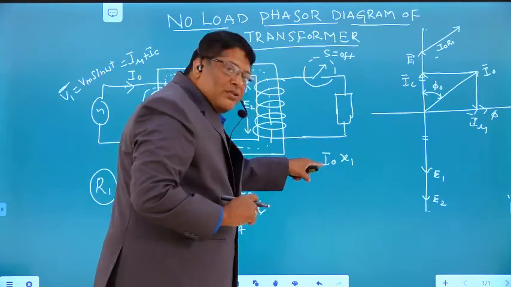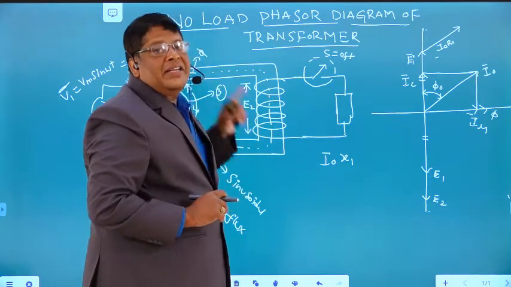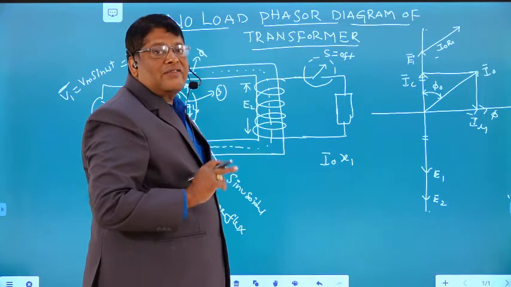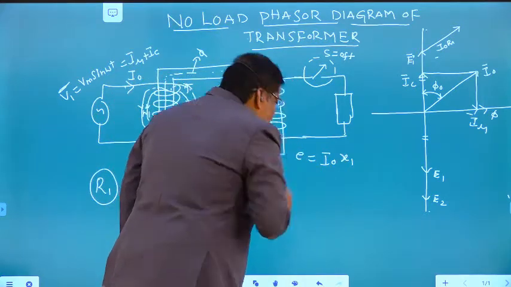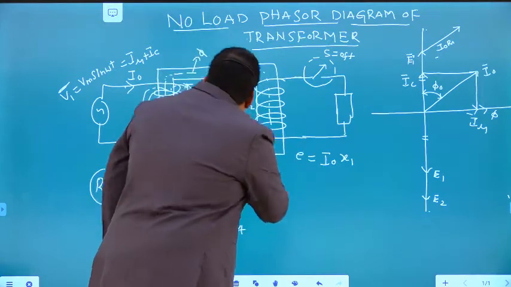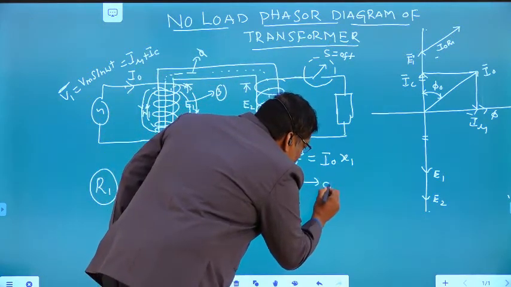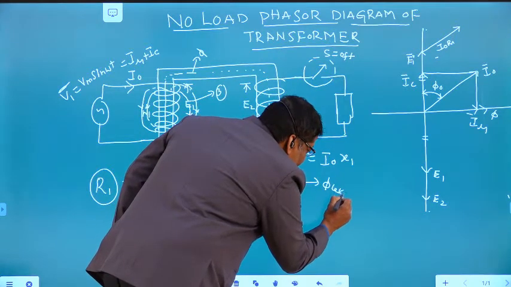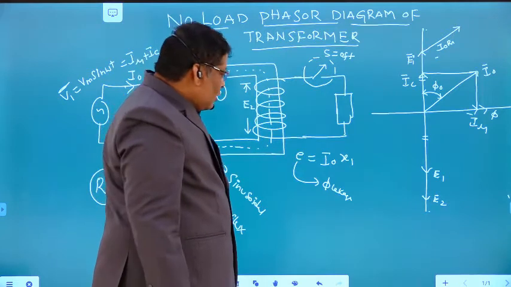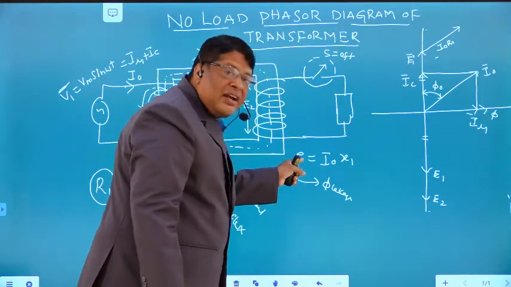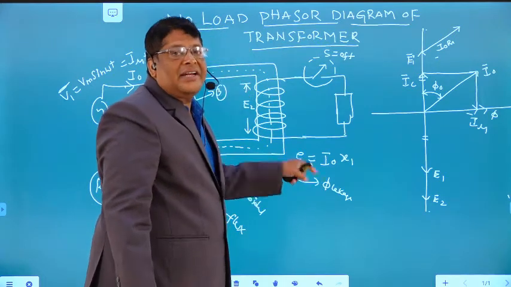So whenever you are calling this voltage, this is the leakage reactance drop. This is the voltage which lags the leakage flux by 90 degrees, because this is the leakage voltage. This voltage is induced in the primary winding of the transformer due to the leakage flux. Now what is the angle between this flux and this voltage? 90 degrees, whereas the voltage lags this flux by 90 degrees.